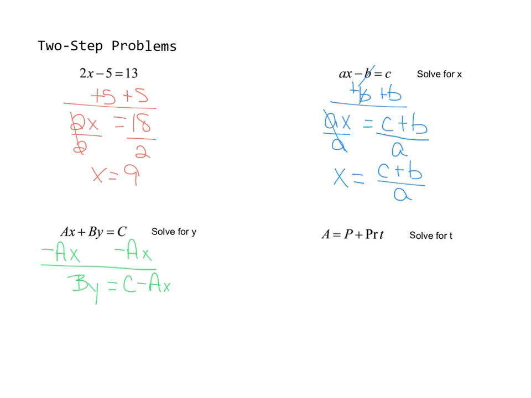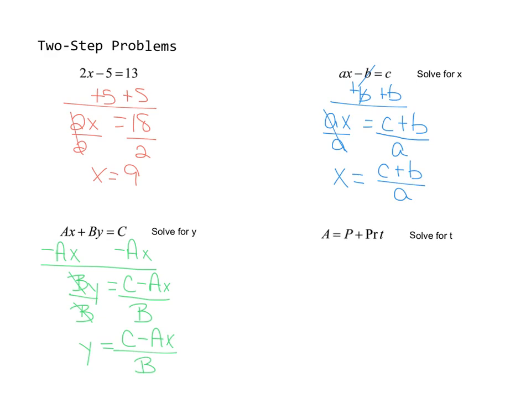So since I'm trying to solve for y, and it's b times y, I'm going to divide both sides by b. Got to divide the whole other side by b, and I end up with y equals c minus ax all over b. All right, one more.